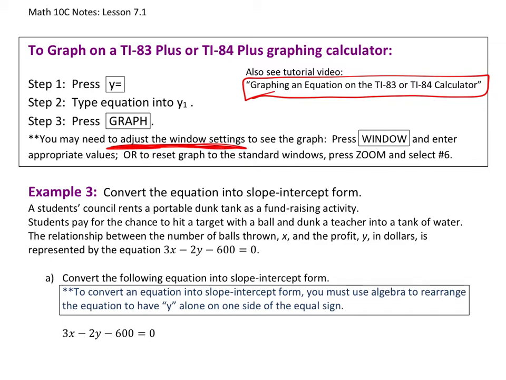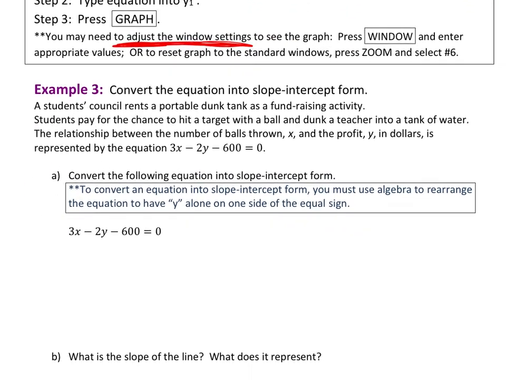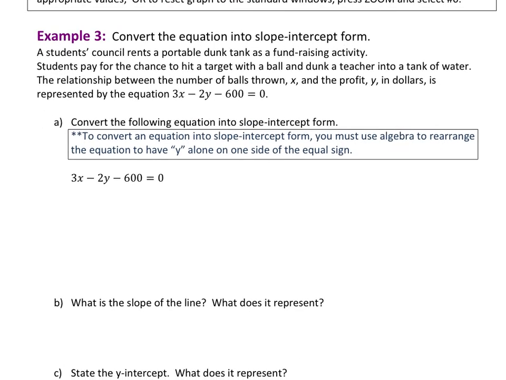All right, so example 3 is converting an equation into slope-intercept form. So this is an equation given to us that is not in y equals mx plus b form, and we want to convert it into that form to tell us the slope and the y-intercept of the line. The Student Council is renting portable dunk tanks as a fundraising activity. And the relationship between the number of balls thrown, which is x, and the profit, y, in dollars is represented by the equation 3x minus 2y minus 600 equals 0.